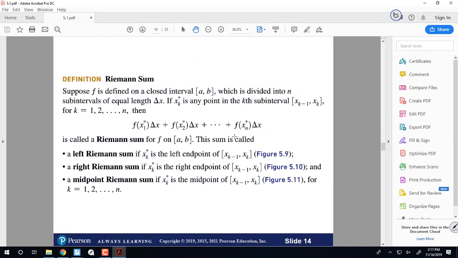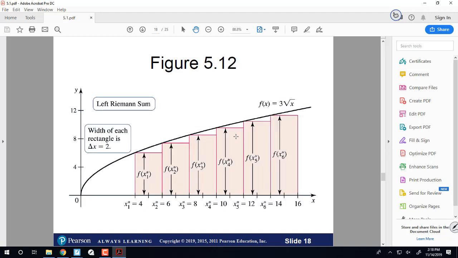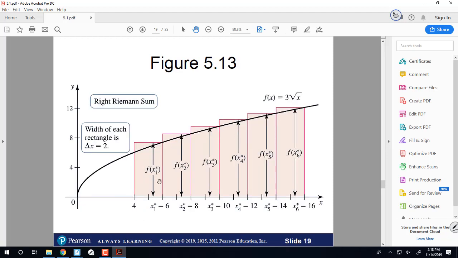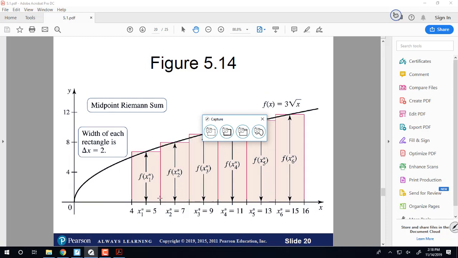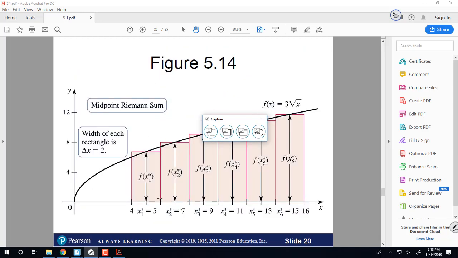I used this example from your textbook just so I could steal their image. Maybe I can't steal their image.